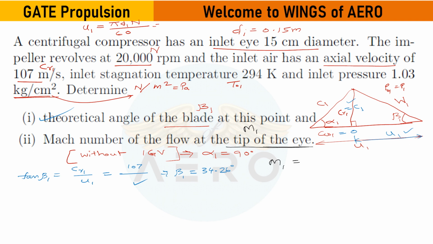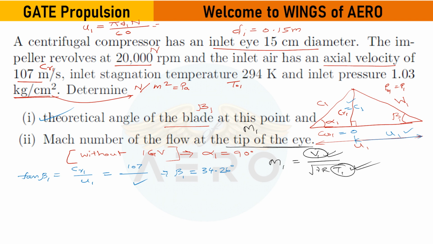So how can we relate the Mach number? What is the usual one? Velocity by root over gamma R T, right? This is the formula. Now we can find this T1 also. We can find the T1, but which velocity are you going to consider here? Will you take C1, will you take W1 or CR1? Which one will you take? Which one will you consider?